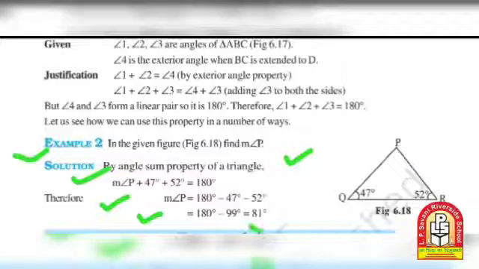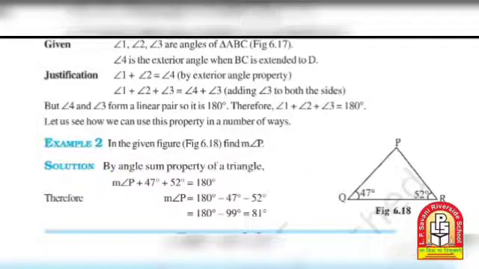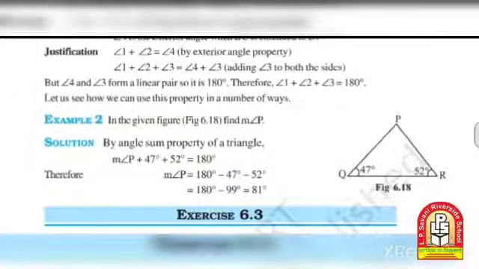Then we take one example. In the given figure, find the measure of angle P by the angle sum property of a triangle. Angle P plus 47 plus 52 is equal to 180, and then the measure of angle P is equal to 81. In this way we can solve an example like this.